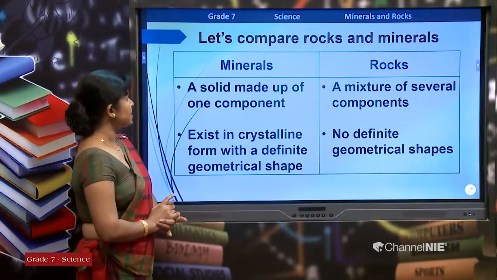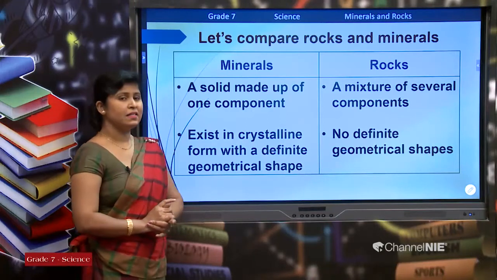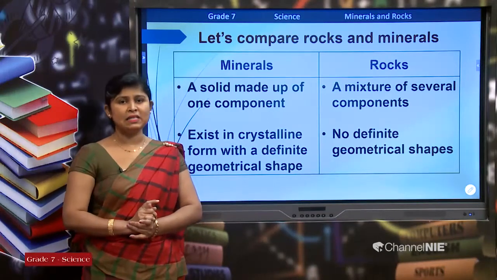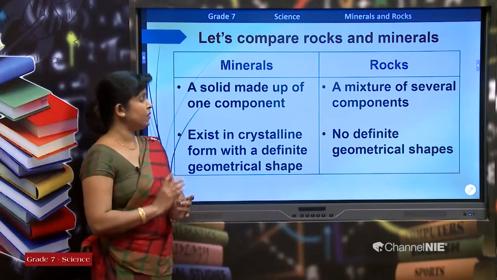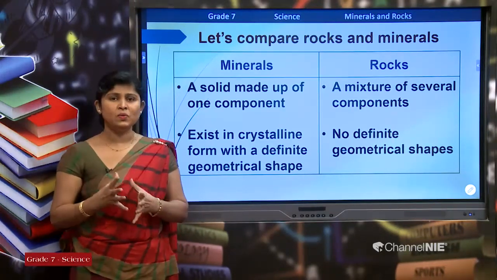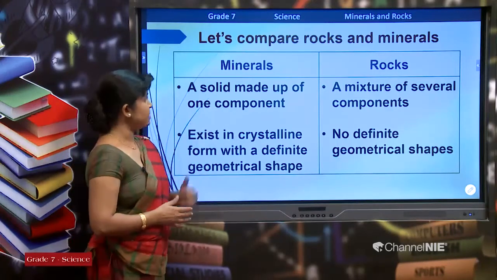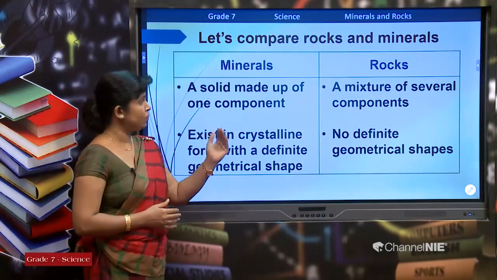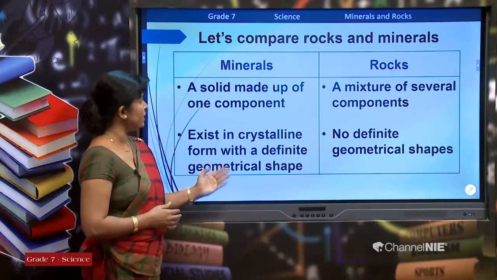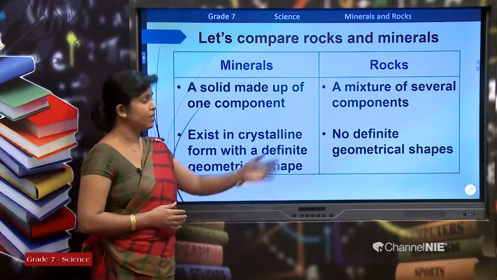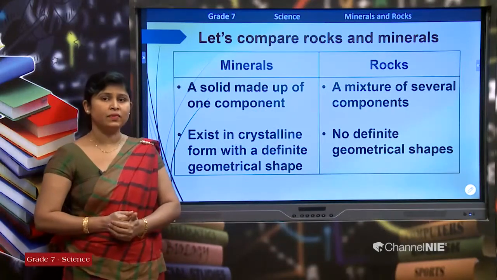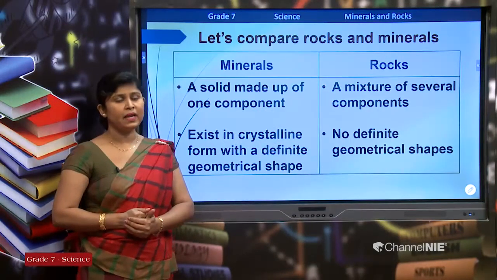Right. Let us compare rocks and minerals. A table is an easy method to compare something, right. Two things can be easily compared using a table. In this table, there are two columns. In the first column you can see the features of minerals, and in the second column you can see the features of rocks. Let us compare.